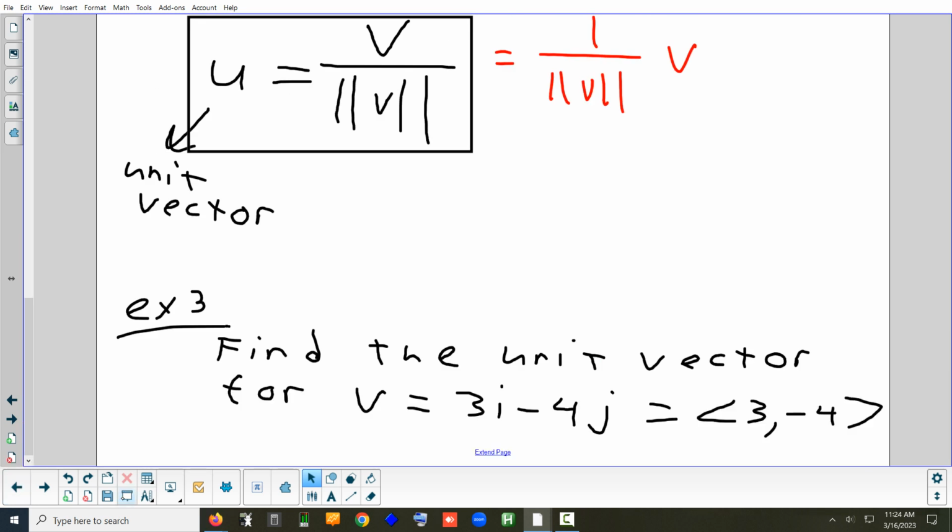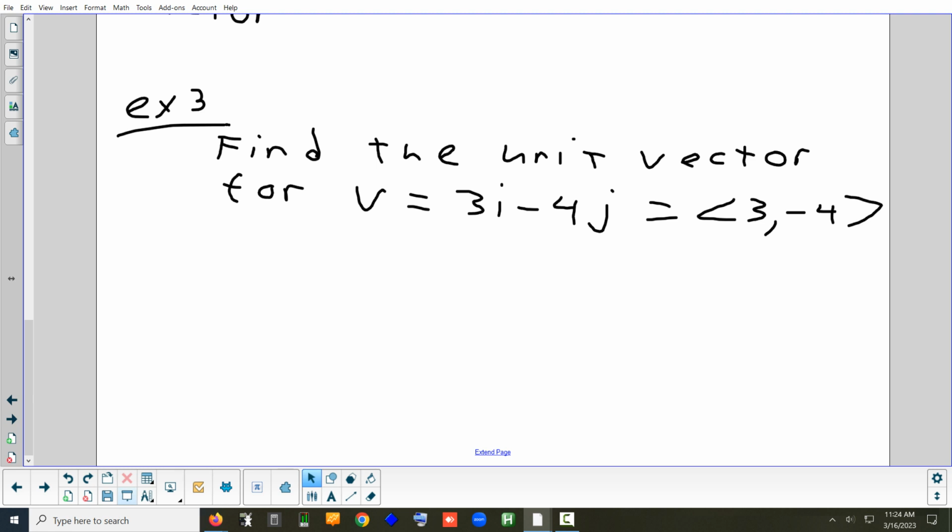Okay, so let's find the unit vector for 3i minus 4j. If it's already a unit vector, then we're done. If it's not, then we need to either shrink it or stretch it to make it exactly 1 unit. But how are we going to know if this is a unit vector? What do I need to find? You need to find the length of the vector. That's the only way I'm going to know if it's a unit vector.